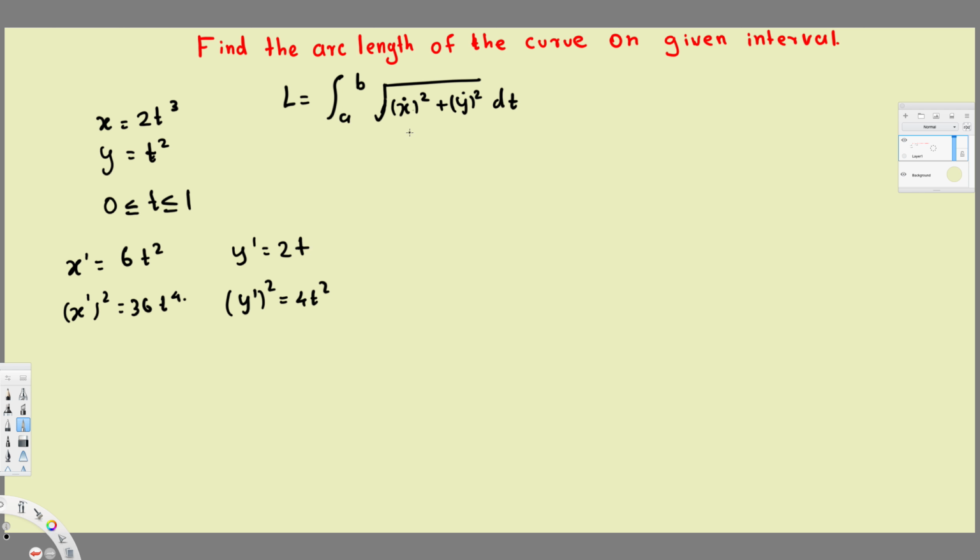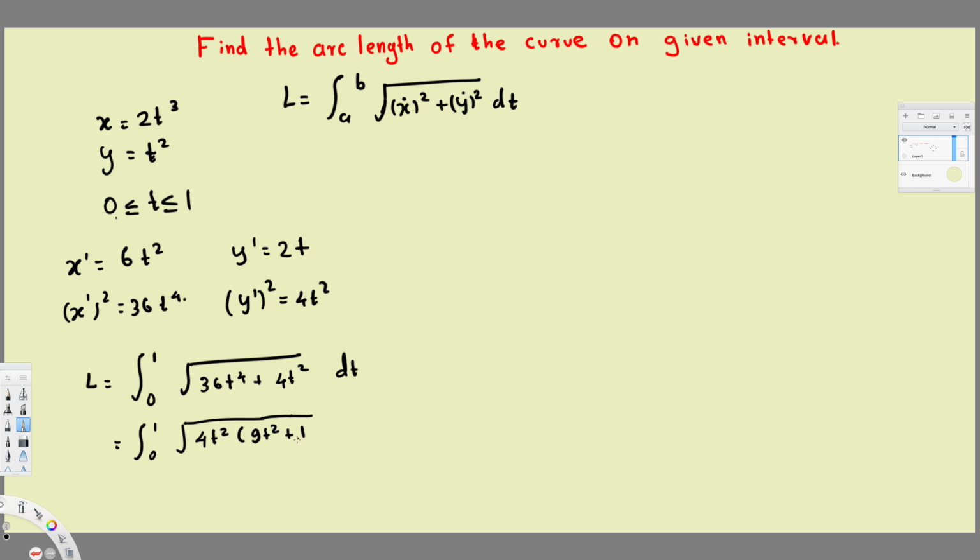So let's plug it into this equation. We have L equals the integral with the limits provided, 0 to 1, of the square root of 36t to the power 4 plus 4t squared dt. If you notice, we can take 4t squared common and simplify. If we factor out 4t squared, this is going to be 9t squared plus just 1. And I can take this one outside the square root already because it's going to be 2t. So this is the integral from 0 to 1 of 2t times the square root of 9t squared plus 1 dt.